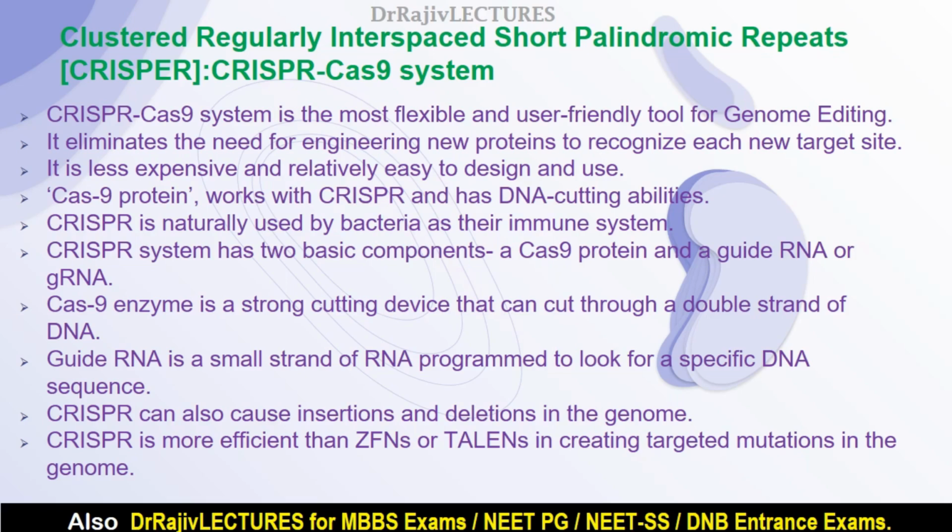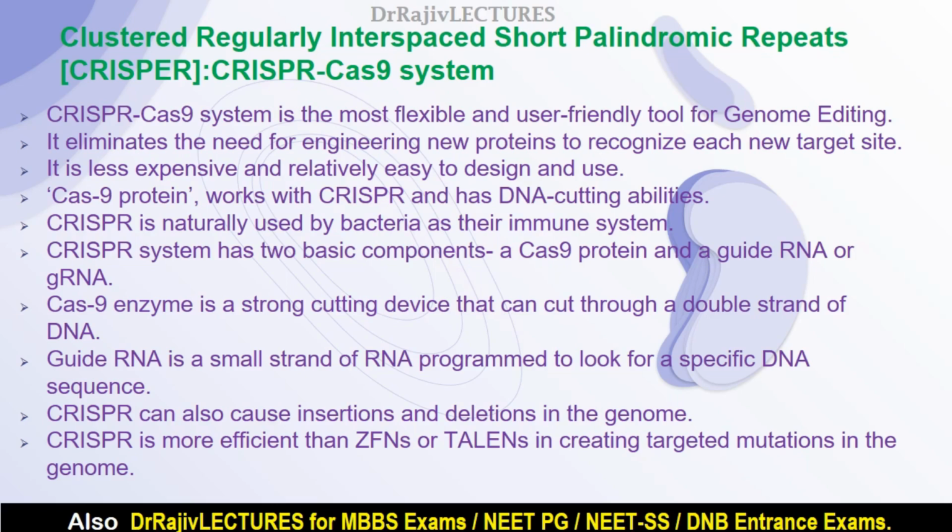The guide RNA is a small strand of RNA programmed to look for a specific DNA sequence. The Cas9 enzyme is a strong cutting device that can cut through a double strand of DNA. The guide RNA and Cas9 remain connected. When put inside a cell, the CRISPR system locates the target DNA. A CRISPR seeking device recognizes and binds to this target DNA. Then the enzyme Cas9 acts quickly and cuts the double-stranded DNA at two places, removing the desired specific piece to create an edited DNA. Scientists can now insert these new edited sections of DNA into the cell.